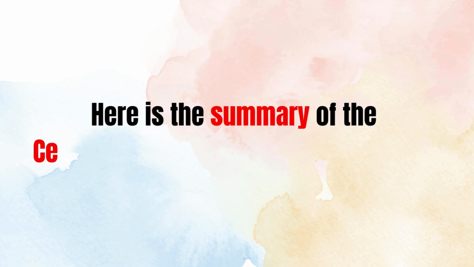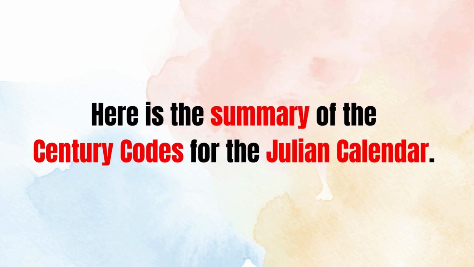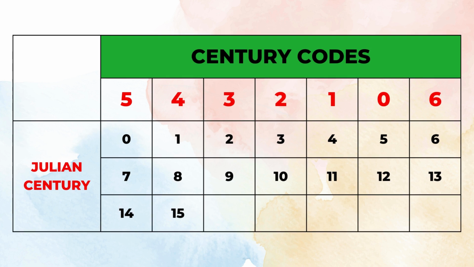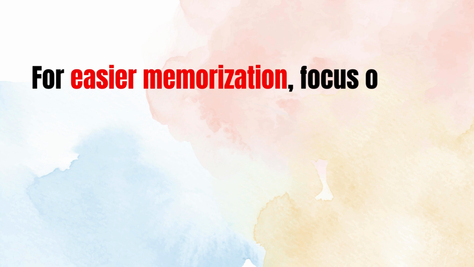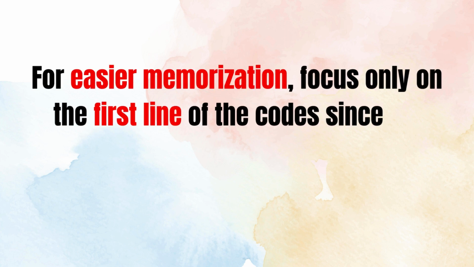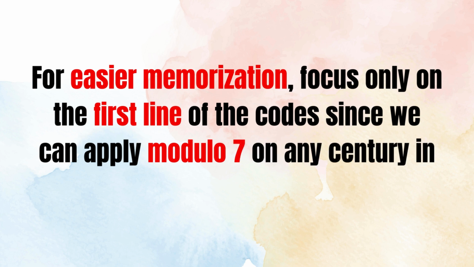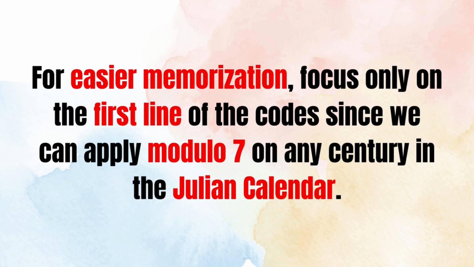Here is the summary of the century codes for the Julian calendar. For easier memorization, focus only on the first line of the codes since we can apply modulo 7 on any century in the Julian calendar.